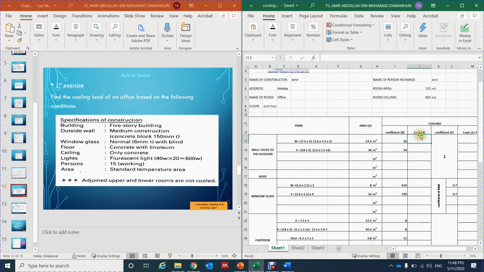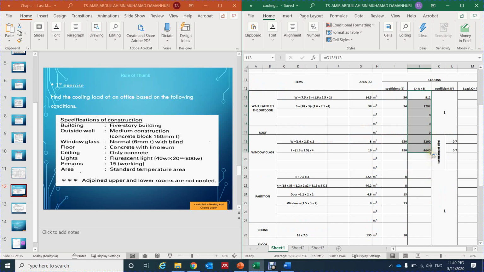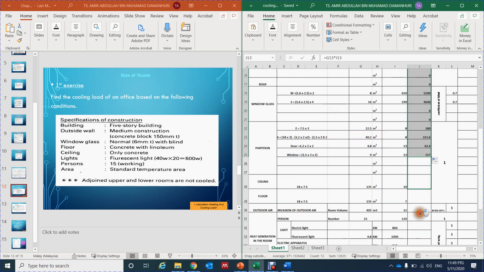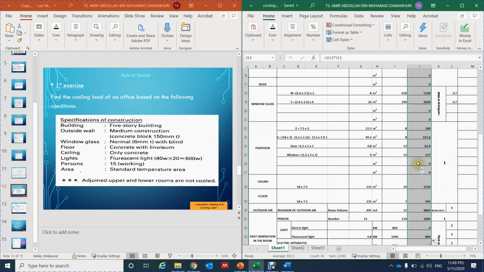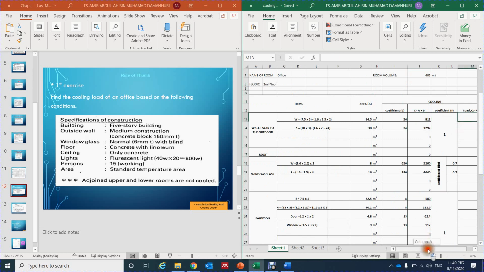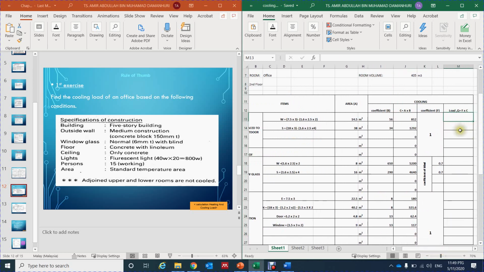So for example, C is equal to A times B. You have to put the equal sign here. So select here and then times B. It is equal to 1812. So you just drag until below, because we already know the area there.